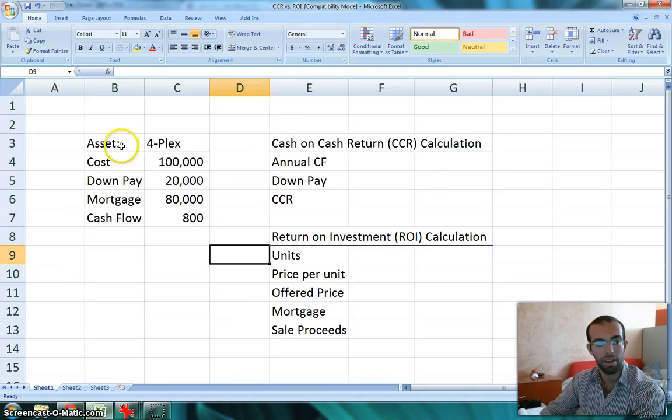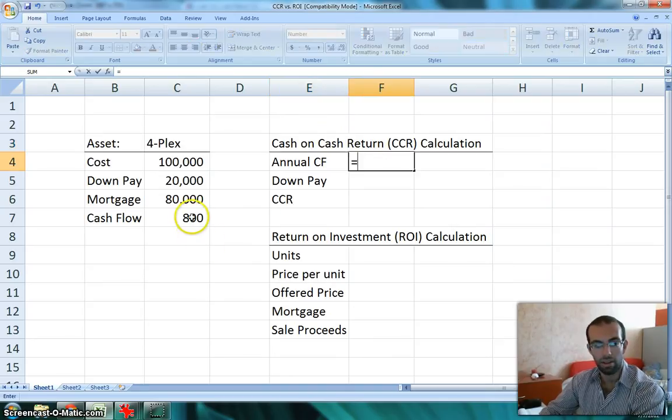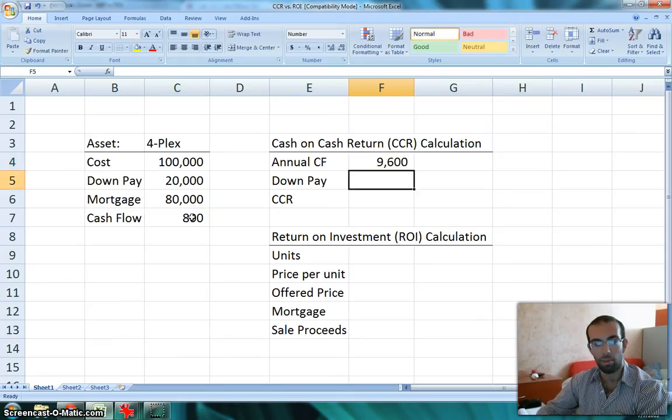Well, here we go. I just transferred over the given data over here. To calculate our cash on cash return, we simply take the monthly cash flow number here that was given on the card and multiply that by 12 to get an annual number, $9,600. The down payment that we had was $20,000 on that card. So our cash on cash return is simply the annual cash flow divided by the down payment.